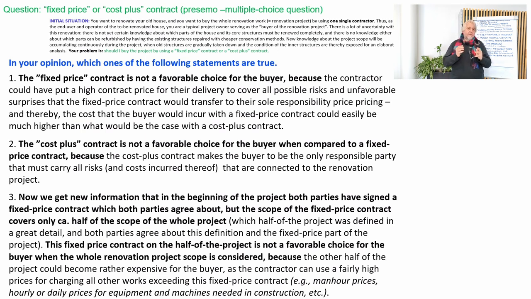Okay, now comes the statement. This fixed price contract on the half of the project is not a favorable choice for the buyer when the whole renovation project scope is considered. Because the other half of the project could become rather expensive for the buyer, as the contractor can use fairly high prices for charging all other works exceeding this fixed price contract. So man-hour prices and hourly and daily prices for equipment and machines and so on. So which of these statements are true?